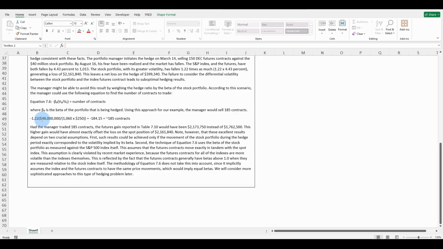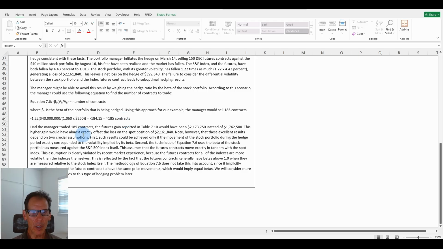So anyway, back here, we get 184.15, or we round up to 185 contracts. Had the manager traded 185 contracts, the futures gain reported in Table 7.10 would have been 2.17375 million instead of 1.725 million. This higher gain would have almost exactly offset the loss on the spot position of 2.16184 million. Note, however, that these excellent results depend on two crucial assumptions.